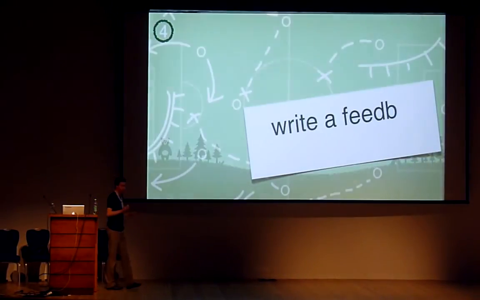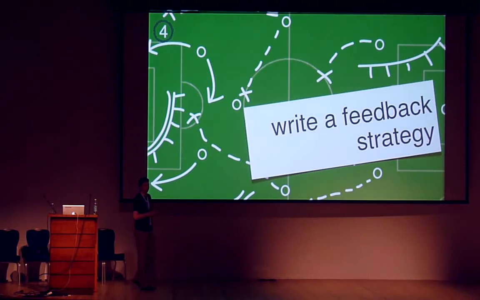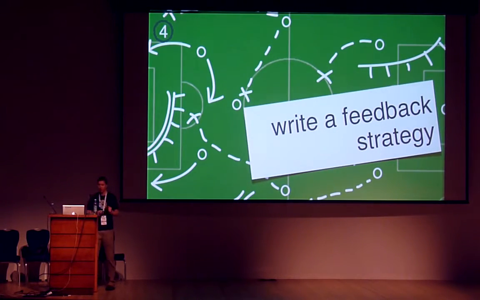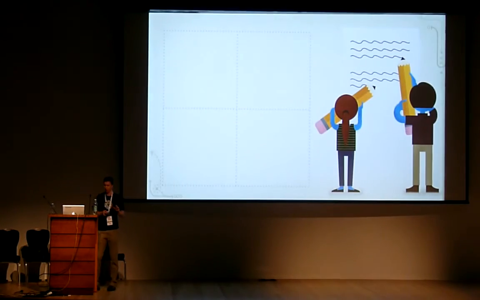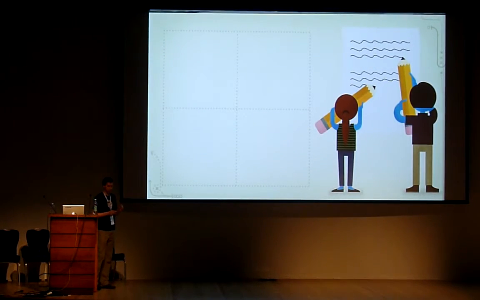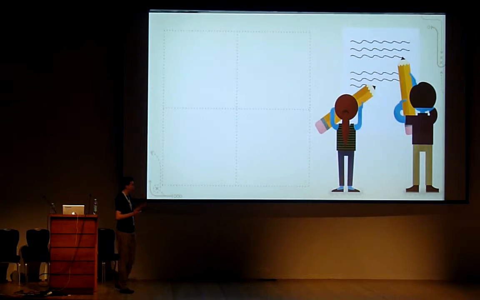So, my last tip for today is about writing a feedback strategy. Now, feedback strategy, that sounds really formal, but actually in practice, it's fairly simple. So how do you do this? You're going to need to sit down and write down 4 criteria, 4 considerations to think about with your software.